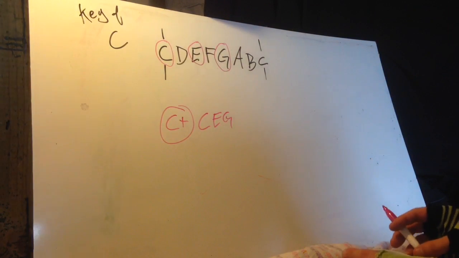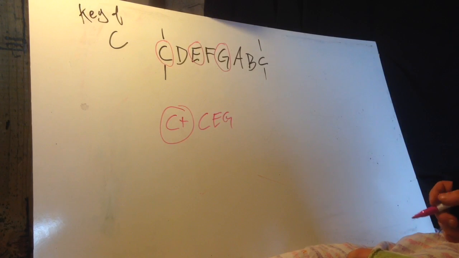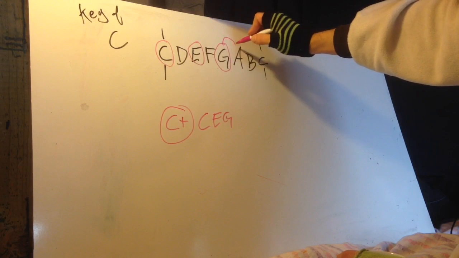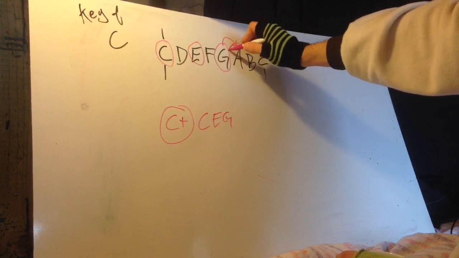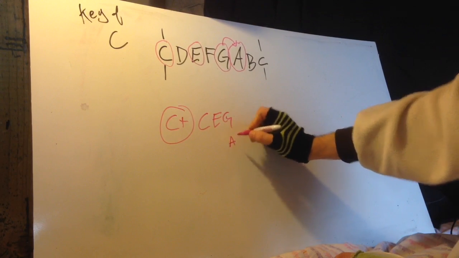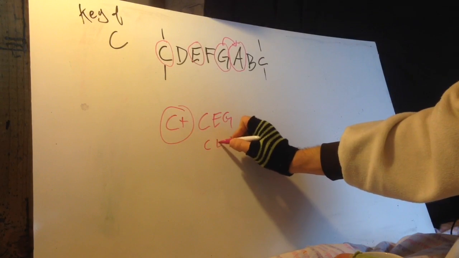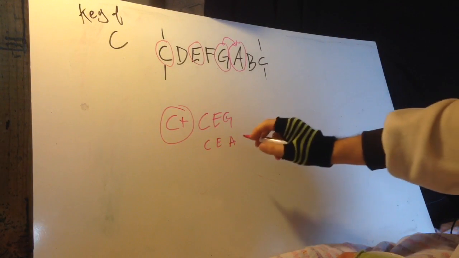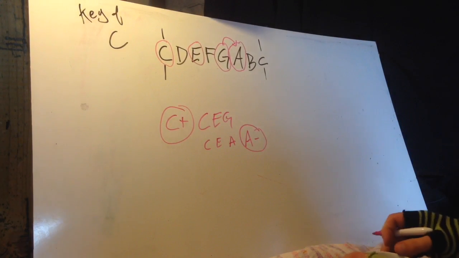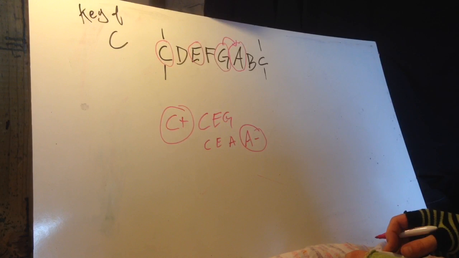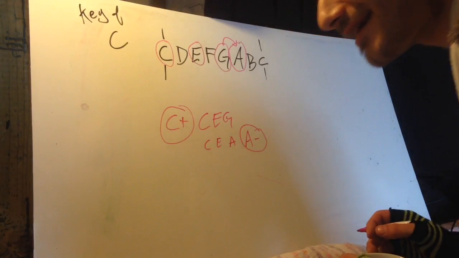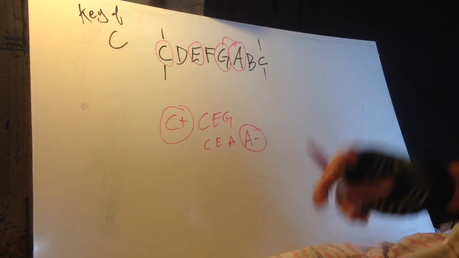Now, I propose a question. If this G was an accident, or an accident occurred and A was actually played, so not G, but A. Well, now you're no longer playing C major. Now you're playing A minor. But really, does it sound all that much different? Let's take a quick look.